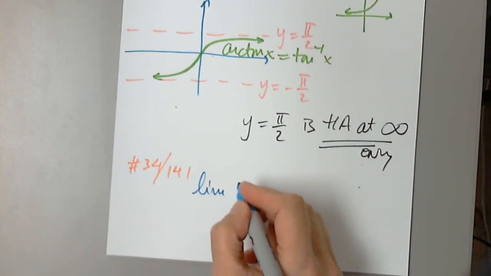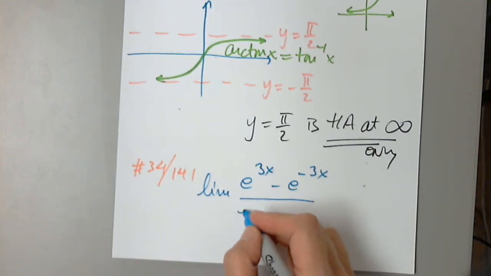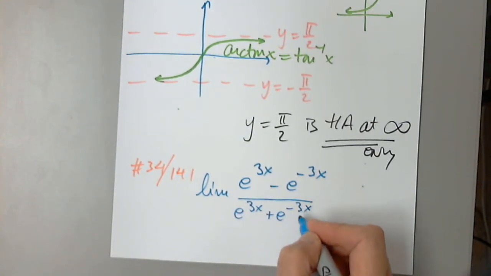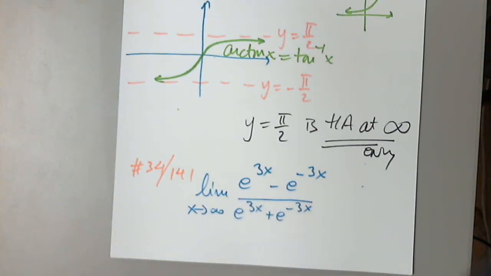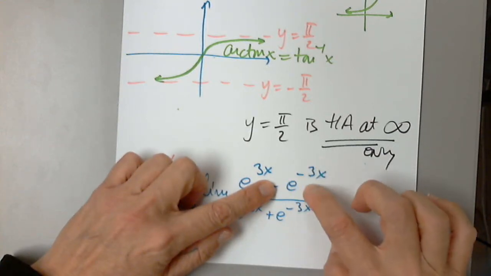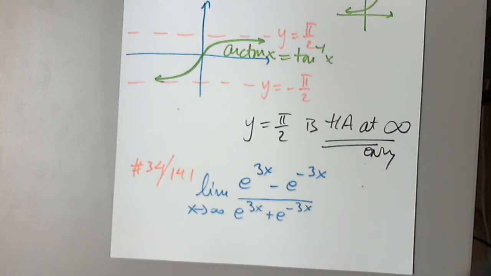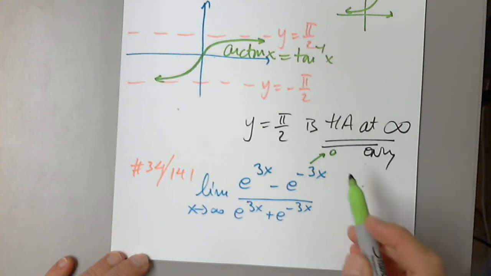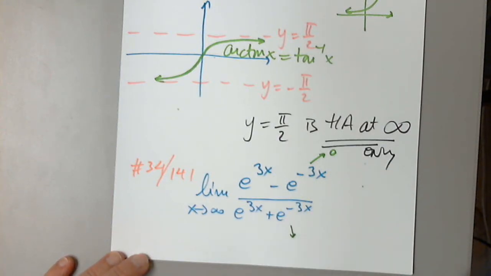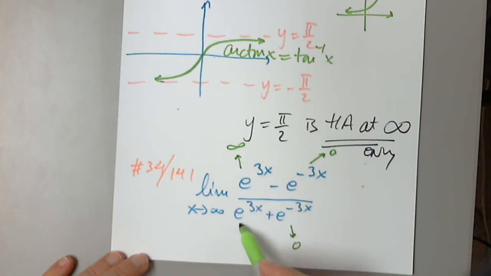So limit of e to 3x minus e to negative 3x divided by e to 3x plus e to negative 3x. Of course, when x approaches infinity, we're discussing limits at infinity. So when x approaches infinity, can anyone tell us where does this go? Because it's going to be 1 over e to 3x. 0. Yes, indeed. This will go to 0. So where does this go? 0. Good. But where does this go? Infinity.